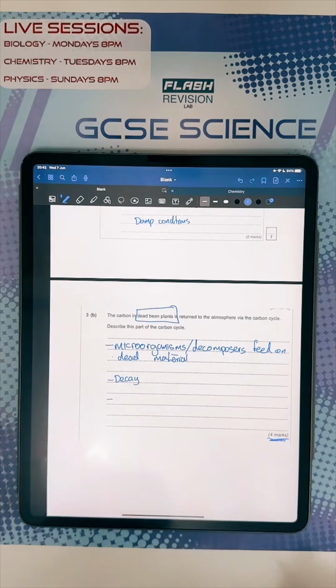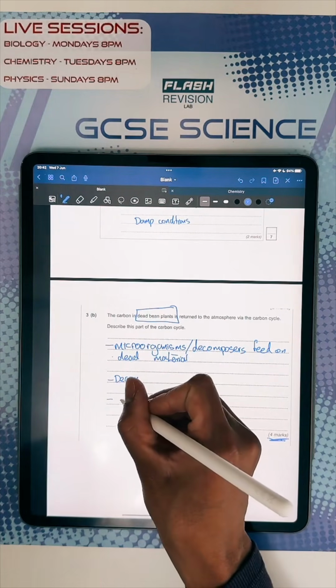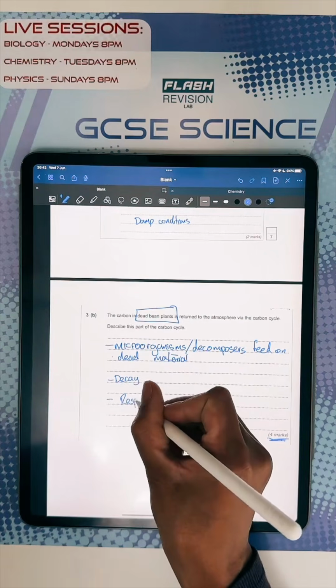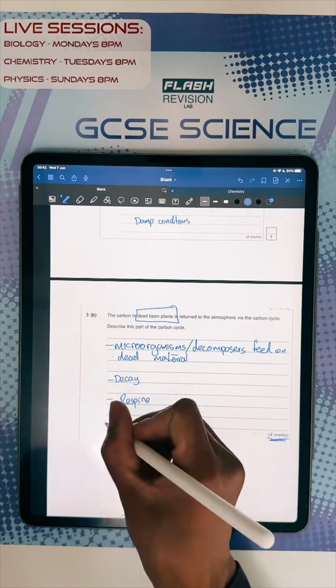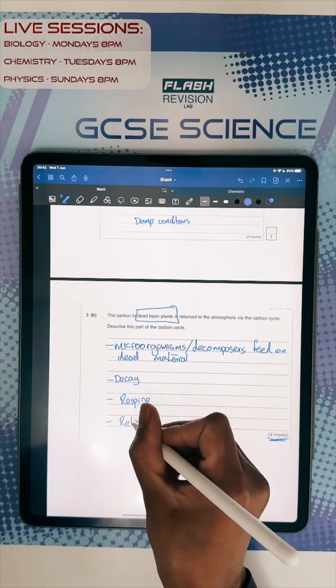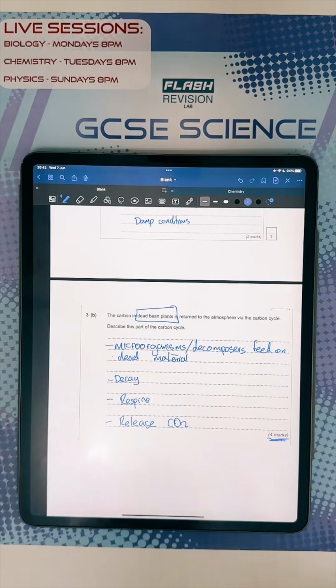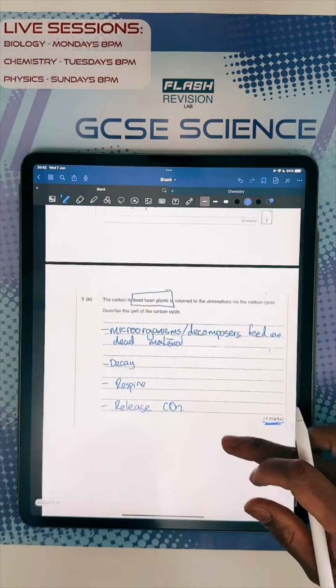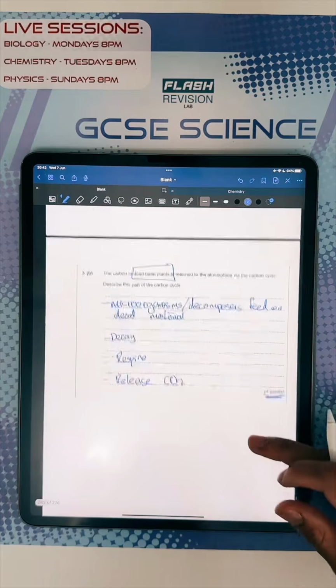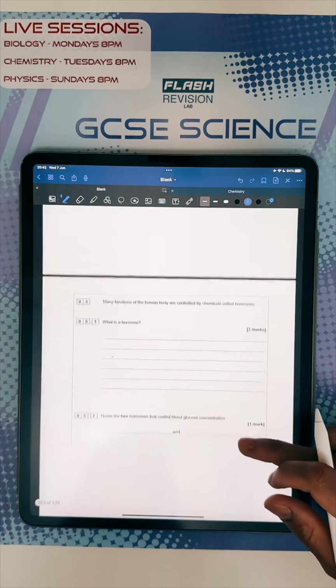2 marks. And then you say the decomposers respire and they release CO2. Okay, hope that makes sense. So let's move away from the carbon cycle now.